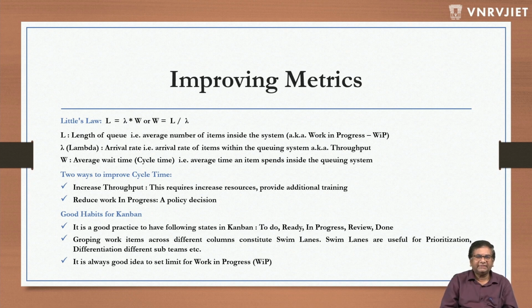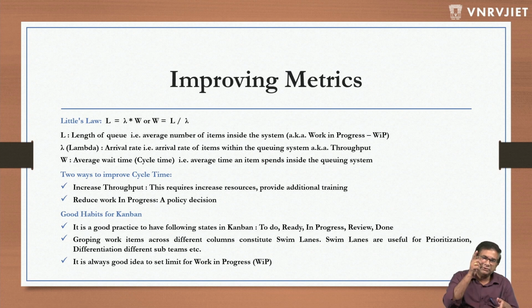How to improve these metrics? There are 2 ways. Increase throughput, that means get more stories done. That means you have to increase resources, put more people on that, provide additional training. Let's say you don't have too many people. Normally in maintenance there won't be many people.